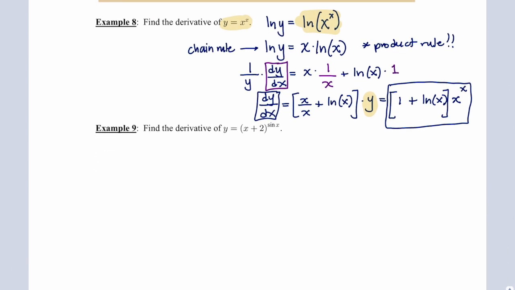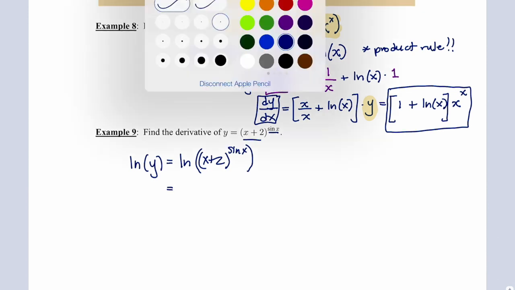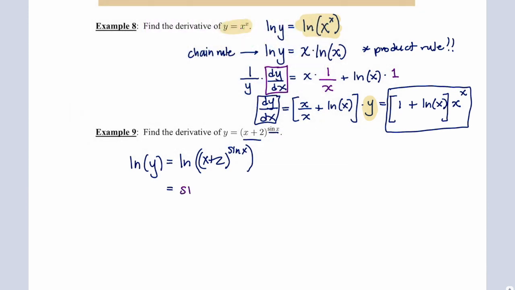So let's look at one more. Find the derivative of y equals x plus 2 to the sine of x. Again, we notice variable base, variable exponent. So right away, we're just going to take the natural log of both sides. And on the right side, I'm going to move the exponent down. I'm not taking a derivative here, I'm just using a property of logarithms. And on the left side, I haven't done anything. I just have natural log of y, still just rewriting.